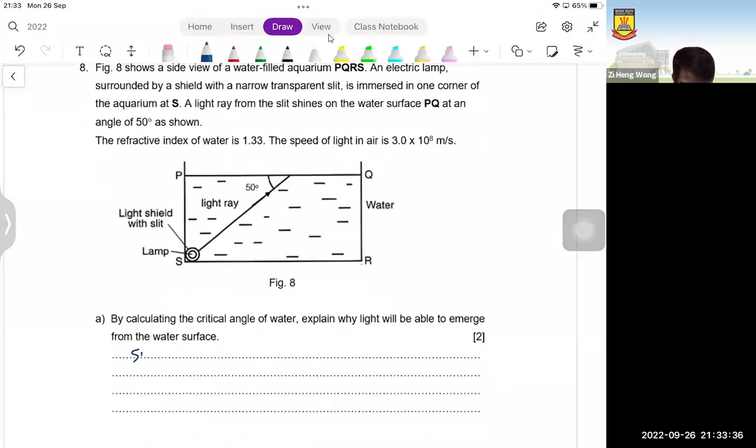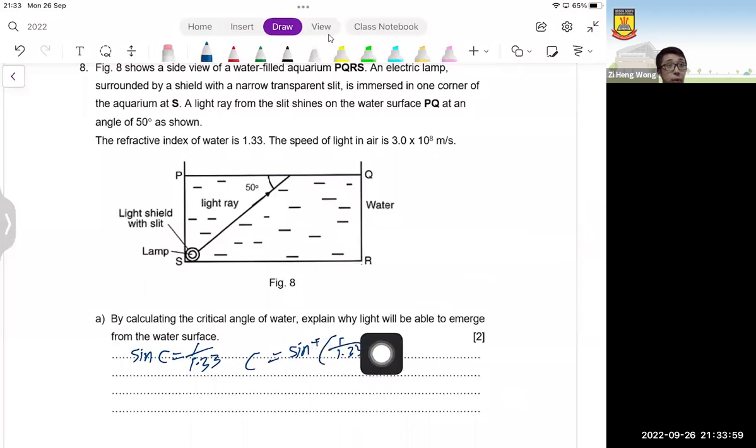Okay, so sine C equals 1 over 1.33. Then C is just your... key into your calculator, and you're able to find the critical angle. Then they ask you to explain why light will not be able to emerge. That means total internal reflection, over here.